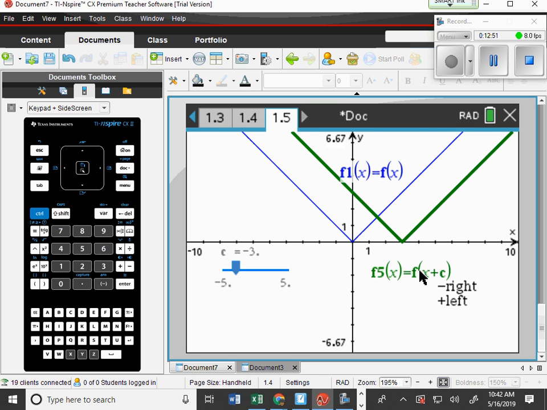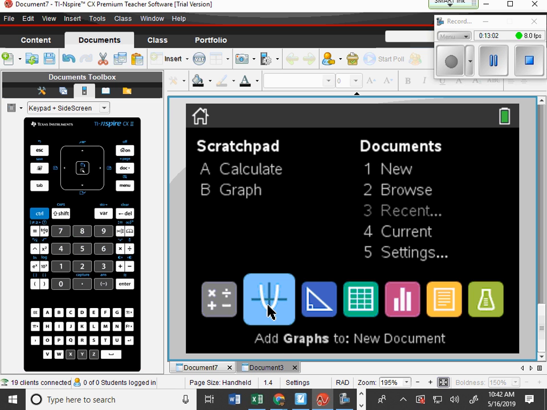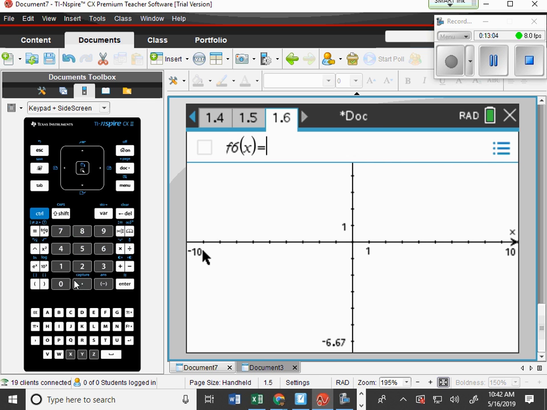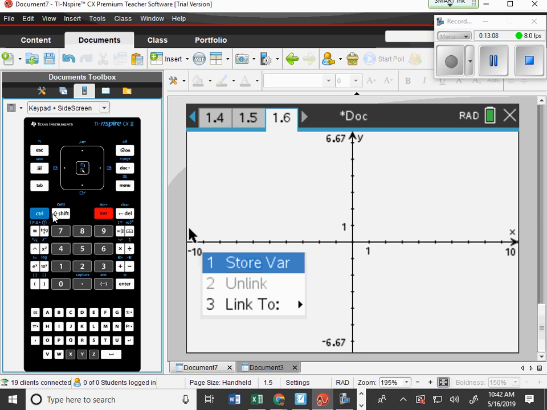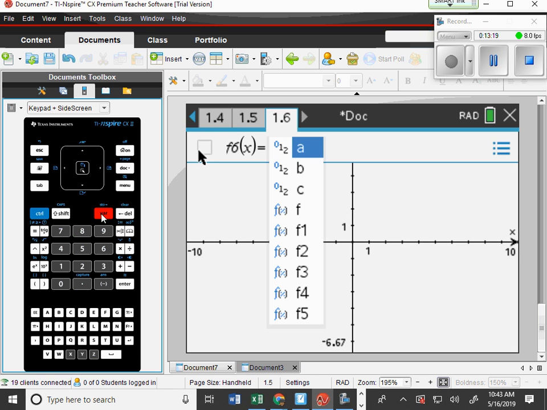And then while I'm at it, let's also look at the last transformation, and these are all pretty easy. Let's just add another graph page here. And this time I'm going to put in f of, oops, I don't want to store a variable. I just want to open one. Escape is your friend, it gets you out of trouble. Let me borrow f one more time.